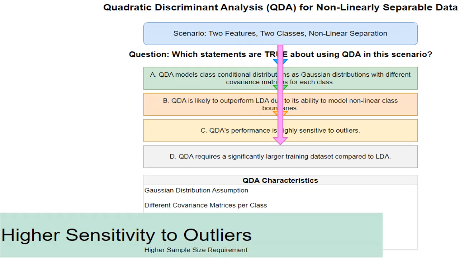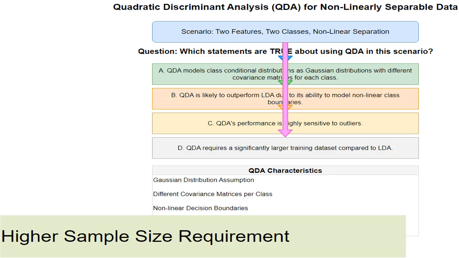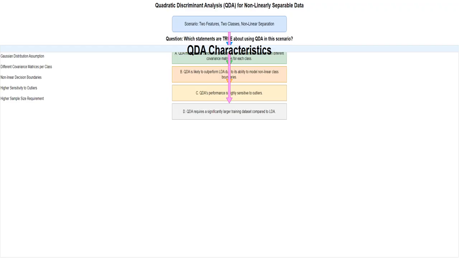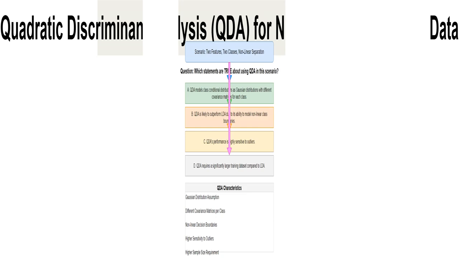Because I estimate separate parameters for each class, including their spread, covariance, outliers can disproportionately influence these estimates, and thus, my overall accuracy. I need more data to reliably estimate all the separate parameters I use, separate covariance matrices for each class, compared to LDA, which makes fewer assumptions about the data. These are the key features that define how I work, and how I differ from other methods like LDA. I'm working with a dataset that has 2 characteristics to describe each data point. The data points belong to one of 2 groups, and these groups are not easily separated by a simple line. They're intertwined in a more complex way.